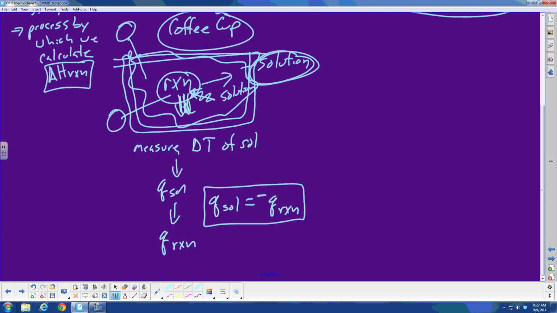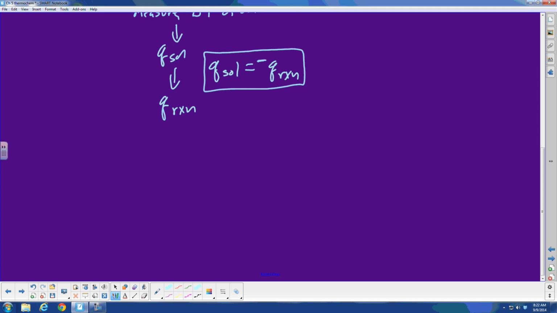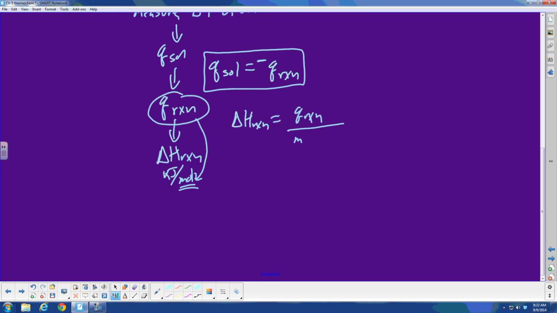Now, once I have my Q of reaction, usually I want to get a delta H for the reaction, and that is usually in terms of kilojoules per mole of one of the reactants. So that means I need to figure out what this Q is in terms of a mole basis. So how do I usually do that? Delta H reaction is going to be equal to Q of the reaction divided by moles of one of the reactants usually.